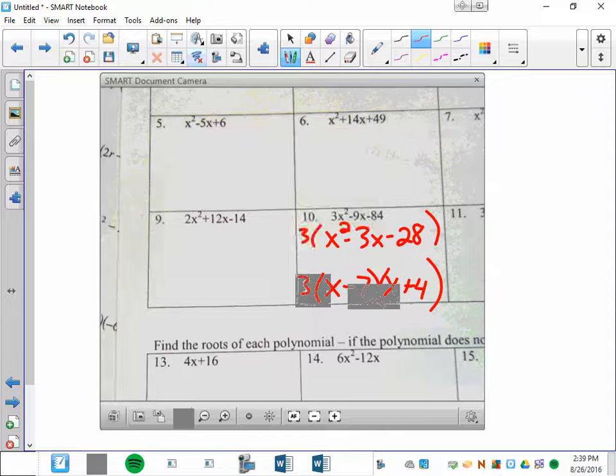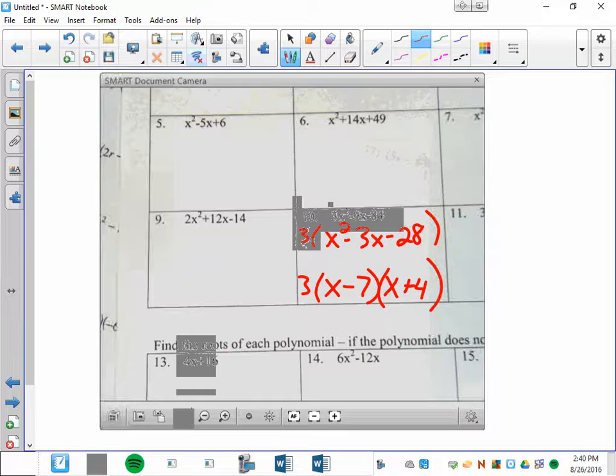Now, if you need to use the box, that's okay. But as you do this more and more, you'll start to see, wait a minute, I don't need the box for simple problems like that. Except on the next one, we run into a problem.